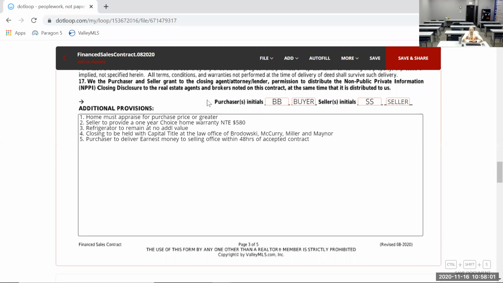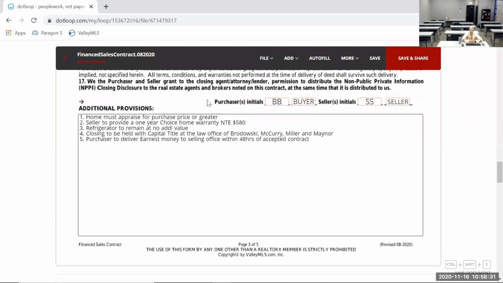This is a 1-year home warranty. Seller provides a 1-year choice home warranty not to exceed $580. Sometimes the purchaser really wants a home warranty. I have seen purchasers lose out on an offer, or lose out in a multiple offer situation because of this $580. So you need to prep them ahead of time.